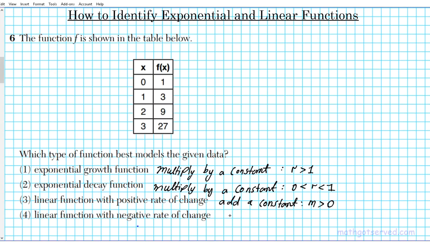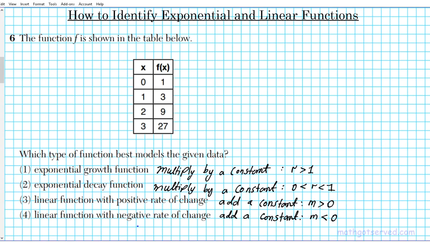How about linear function with a negative rate of change? In this case, you're going to add a constant again, but guess what? The constant is going to be negative. Okay, so let's call that constant m. It is going to be negative. All right, think about a negative slope of a line. That's the deal here. So adding a negative number repeatedly is equivalent to subtracting that number over and over again.